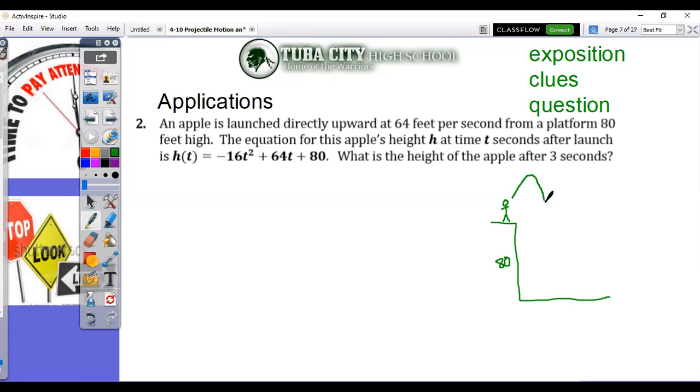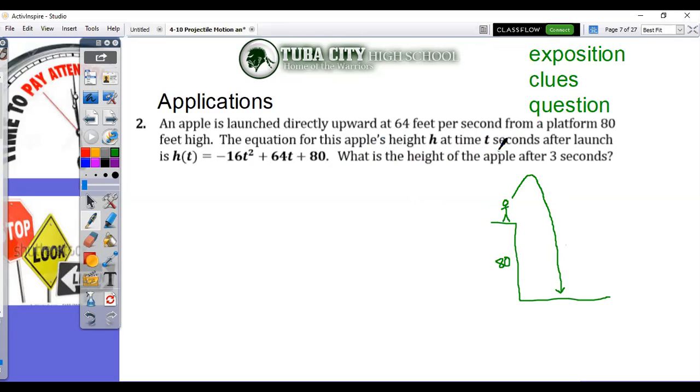And it gives us the equation. And we have the same sort of equation. We have h and t for height and time. And here they give us the equation. Now, those are the clues. And the question is this last part here. What is the height of the apple after 3 seconds?